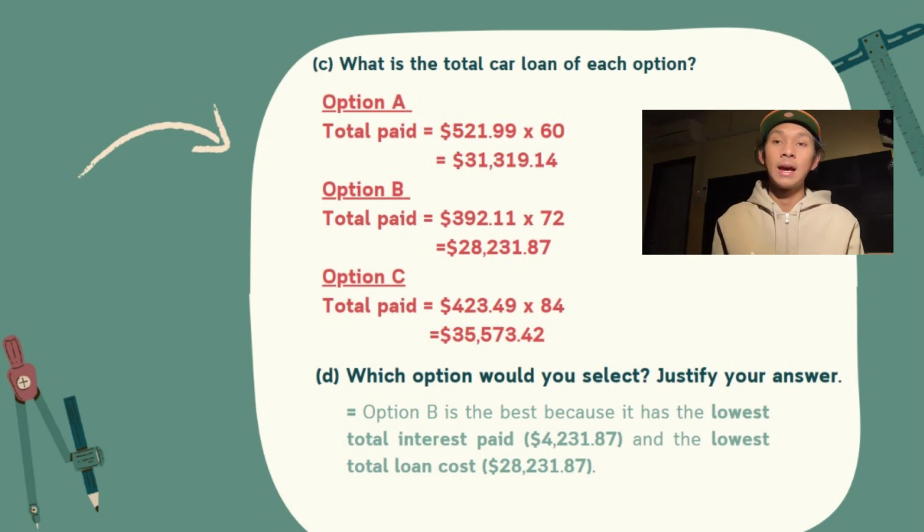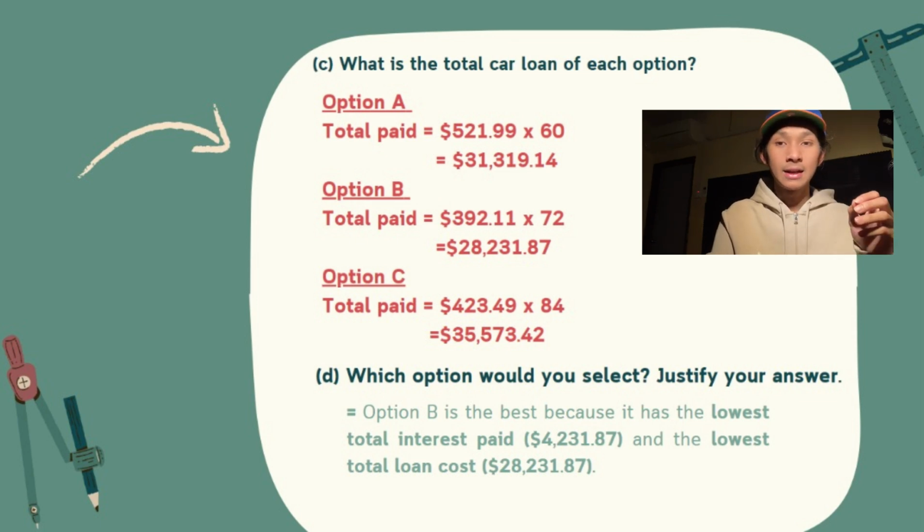Now for question D, we will be finding the total interest paid and the monthly payment affordability for each option. For option A, it has a 6% interest rate for 5 years. For option B, it has the lowest interest rate, which is 5.5% for 6 years. And for option C, it has the longest loan term for 7 years and has the highest rate, which is 6.2%.